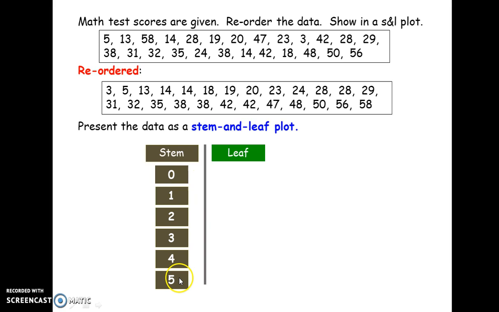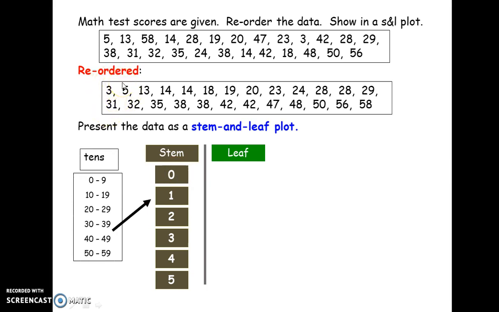Here's the 50s, the 40s, 30s, 20s, 10s, and then this represents the numbers under 10, which we have two of right here. So our first leaf is going to be 0, 3. 0, 3 means 3. And the next leaf is going to be 5, because 0, 5 means 5.